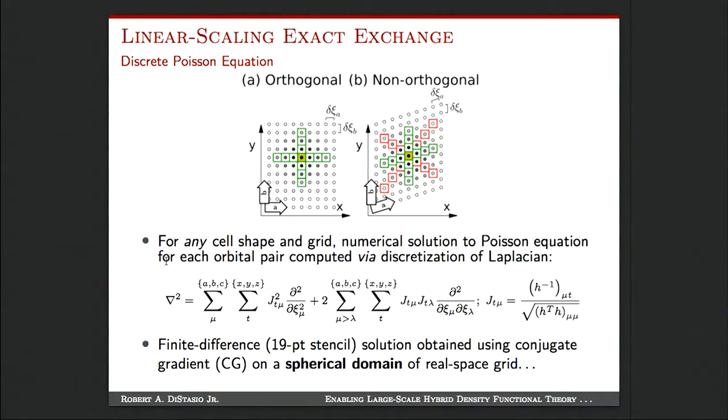Okay, so again, more details as to how we do that. Well, we solve the Poisson equation on a subset, a spherical domain of the real space grid, right? And so what that requires is us to discretize the Laplacian. I'm showing you here a much more complicated form of this discretization because I'm just really happy about getting this done. We can now do any cell shape or grid, whether it's orthogonal or non-orthogonal. We can now calculate the exact exchange contribution to the pressure. So you can do the isobaric, isothermal ensemble. We have really the full functionality.